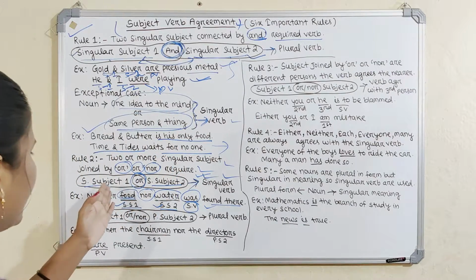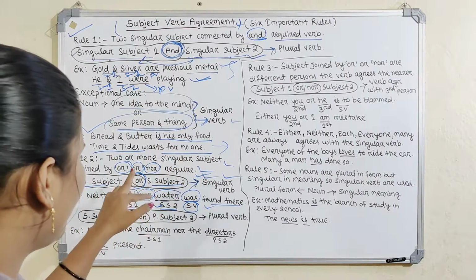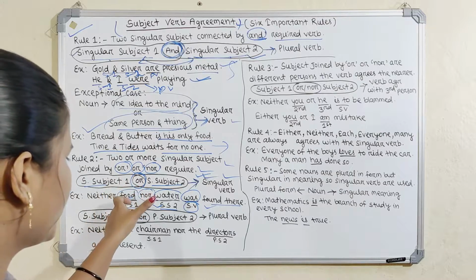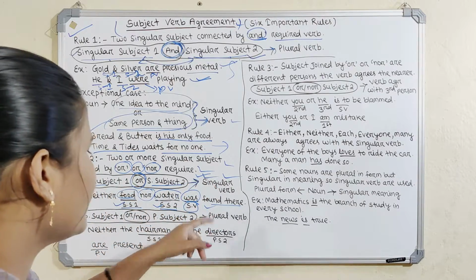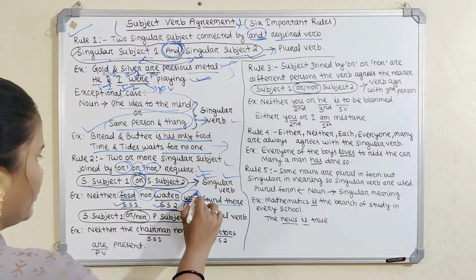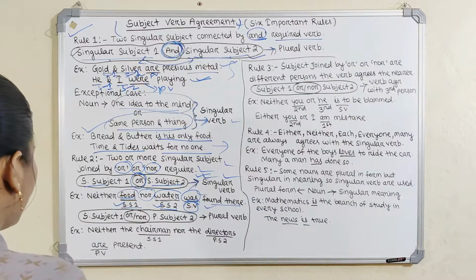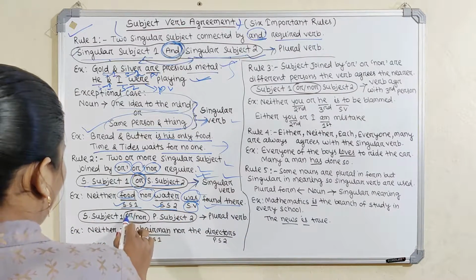It means singular subject 1 and singular subject 2 connected by the connector word or. If it is used, then a singular verb is used. That is, the singular verb was is used. So the next example is singular subject 1 with or and nor.